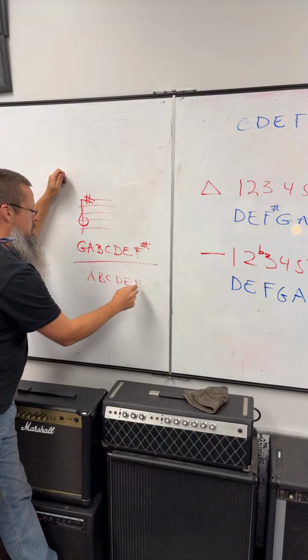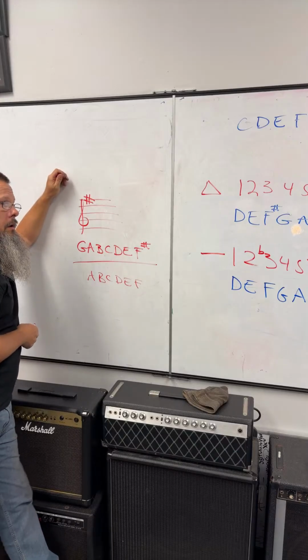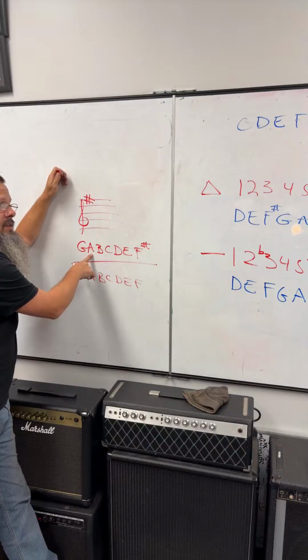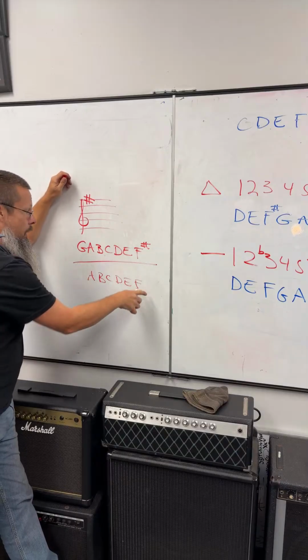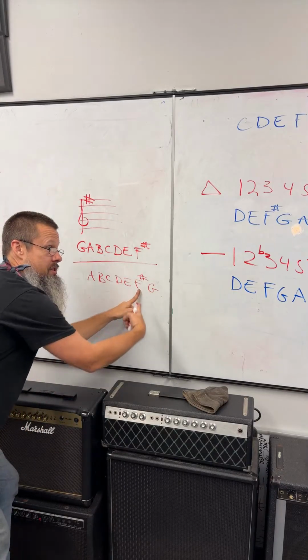G, A, B flat, C, D, E, F. No. What is the major second scale degree in the key of G? A. A Dorian. Why is A Dorian A Dorian? It has a natural 6.